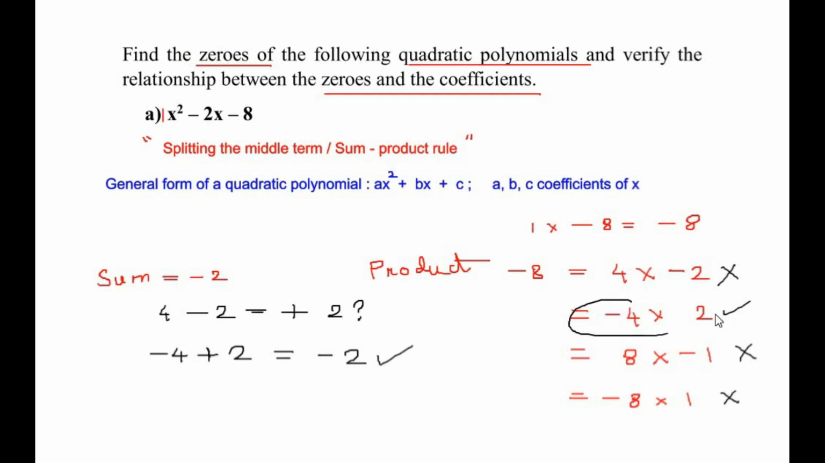Once this option is chosen, we have to replace the negative 2x by these two factors. So let us write over here x square, the first term, followed by negative 4x, that is, we are splitting the negative 2x into negative 4x plus 2x minus 8. Now if you see, if we add up these two, we should get back the middle term, that is negative 2x. So negative 4x plus 2x gives us negative 2x.